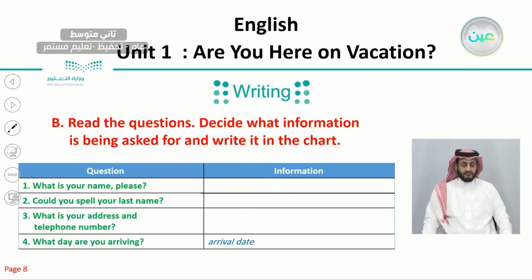Now, let's read the questions I have here. We will decide what information is being asked for and write it in the chart. Read them together. You have the same table in your books from 1 to 8. Number 1, what is your name, please? It's polite.